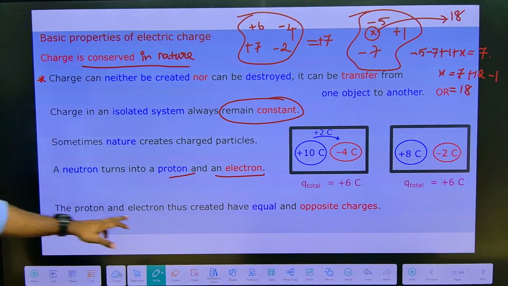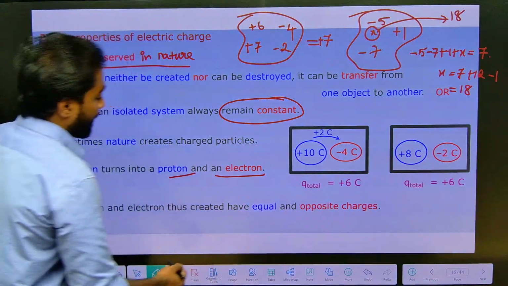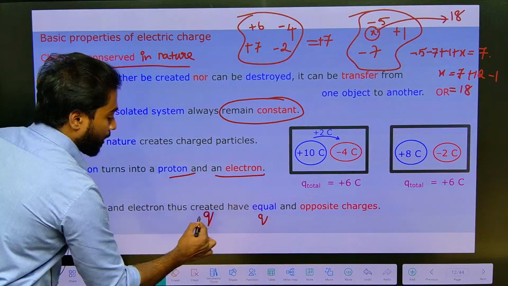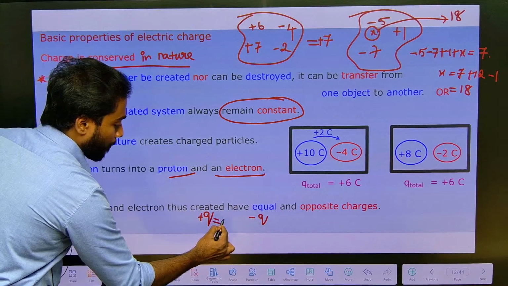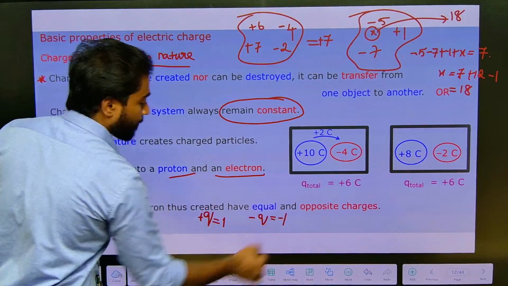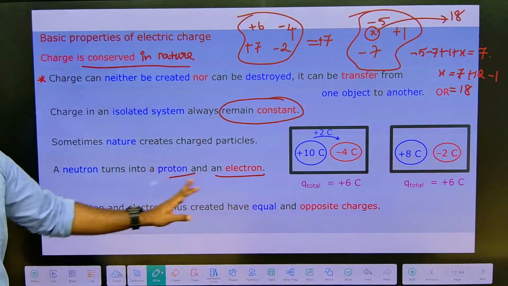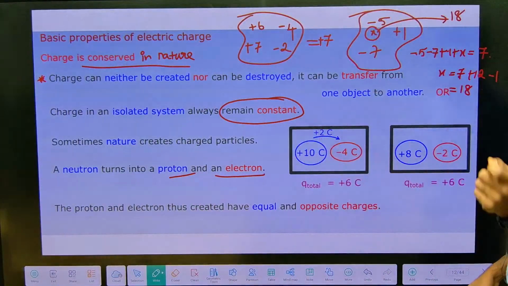So the proton and the electron thus created have an equal and opposite charge, right? So if I talk about Q which is positive, and Q which is negative, if I take plus Q as 1, minus Q will obviously be minus 1, right? That is the thing we have told, equal and opposite charge, the proton and the electron.